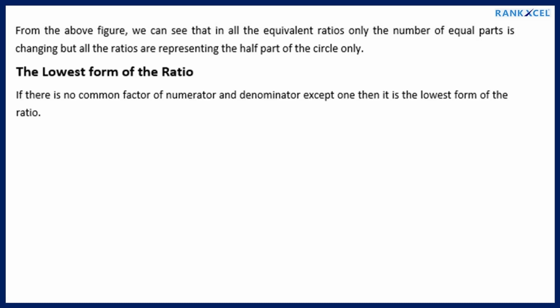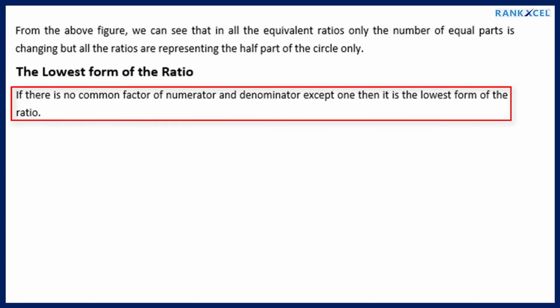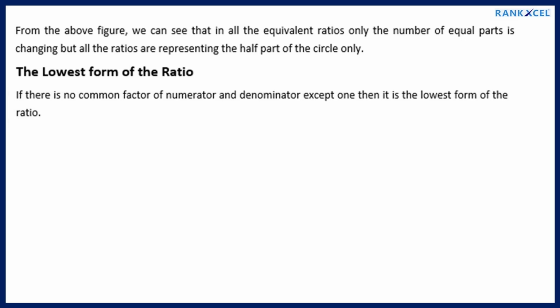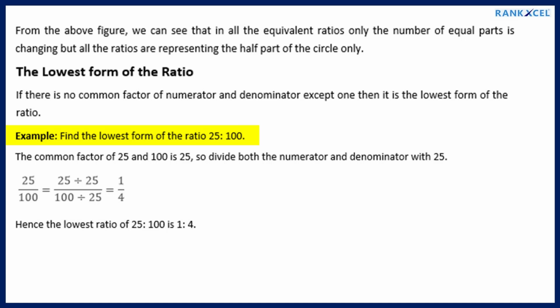The lowest form of the ratio. If there is no common factor of numerator and denominator except 1, then it is the lowest form of the ratio. Example. Find the lowest form of the ratio 25 is to 100. Solution. The common factor of 25 and 100 is 25, so divide both the numerator and denominator with 25. Hence the lowest ratio of 25/100 is 1:4.